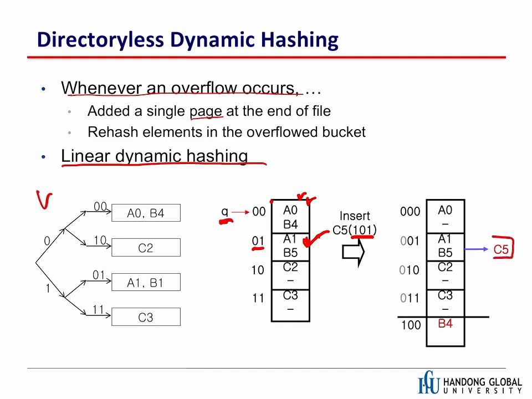Instead, we attach C5 at this bucket. So this bucket has an overflow problem, but we have some extra space to store another identifier here. And instead, as I said, this one will be split into two buckets. So the first one is here and the second one is here. So we add a new bucket at the end of the file. Okay, and then we have new identifiers for these ones, and they have 2 digits.